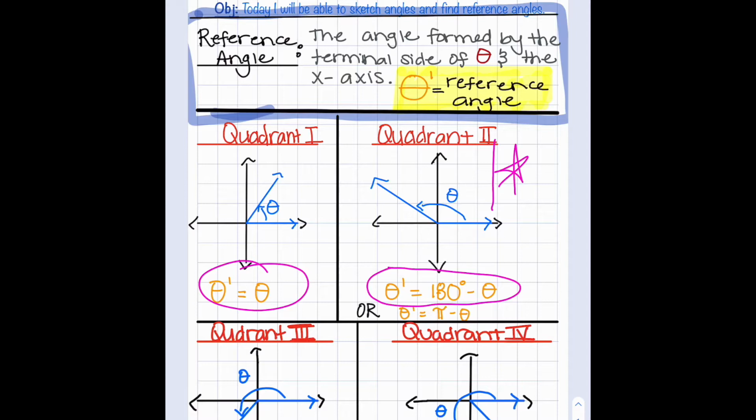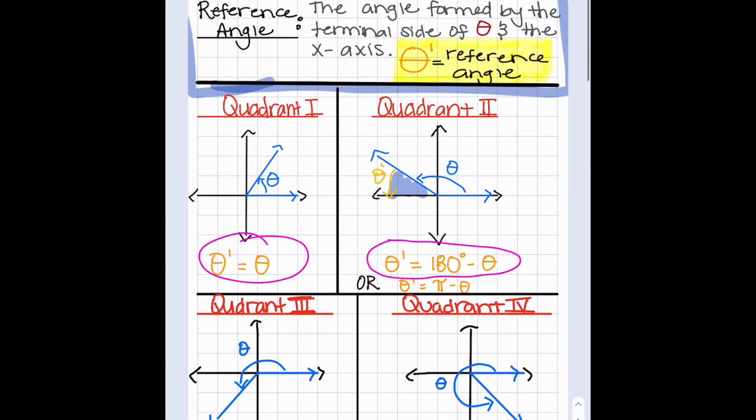So if we're looking here at this example, we might see that this is theta right here. This is the angle that's created, but your reference angle is this space here, the angle that lives from here to here. So I want to know what's this theta, and that's why I called it theta prime. So that's our reference angle.